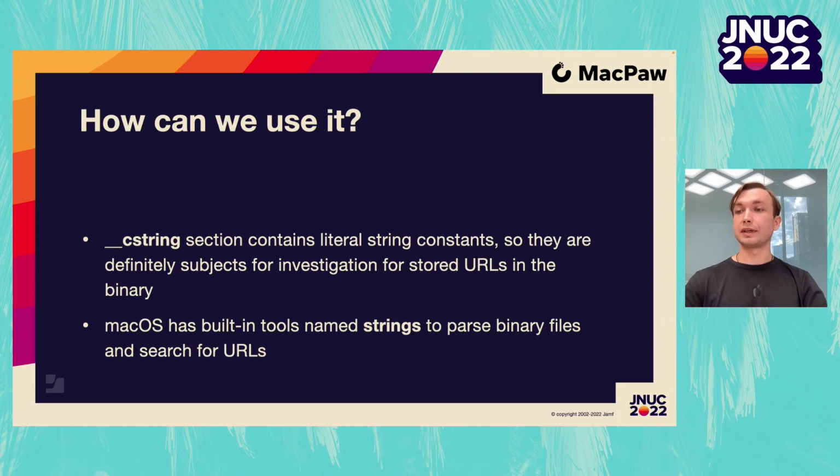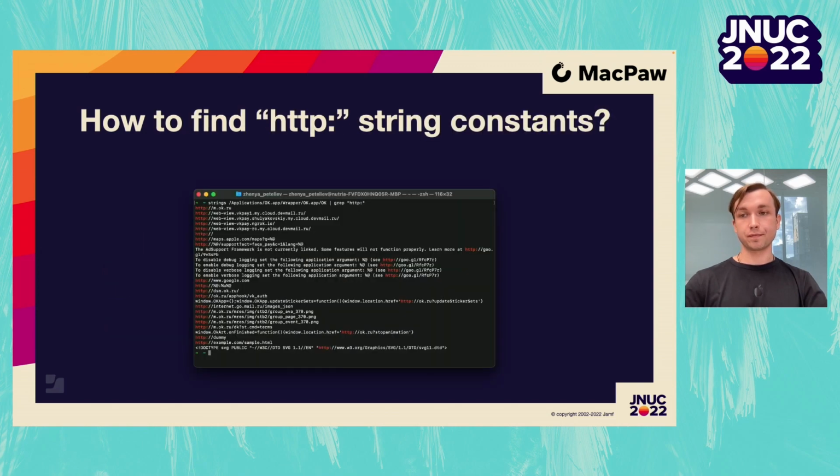macOS has a built-in tool named strings to parse binary files and search for URLs. So, how to find HTTP string constants in the binary? We will use the strings command for these purposes. This tool looks for ASCII strings in a binary file or standard input. It's useful for identifying random object files and many other things. On this page, you can see how to use it. We combine the strings command with grep to filter strings. Once we get a list of links, we can apply the same approach that was described in App Store metadata analysis.